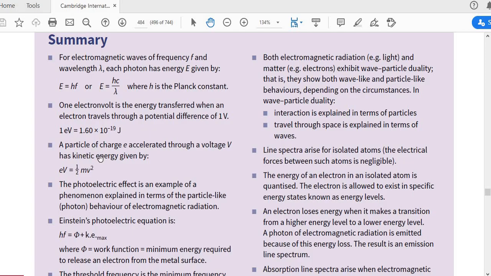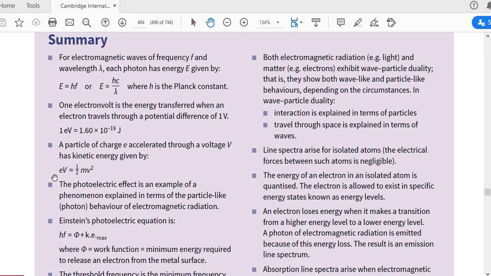Alright, the third point: a particle of charge e accelerated through a voltage V has kinetic energy given by this. Now again, you have learned the law of conservation of energy, which states that energy cannot be destroyed, but it can be transferred from one form to another. That means this is the energy that is given to the electron when it is accelerated through a voltage V. This is the charge of the electron, the elementary charge.